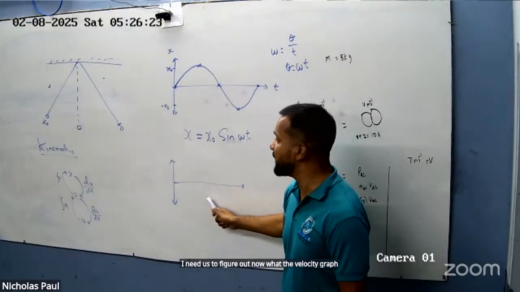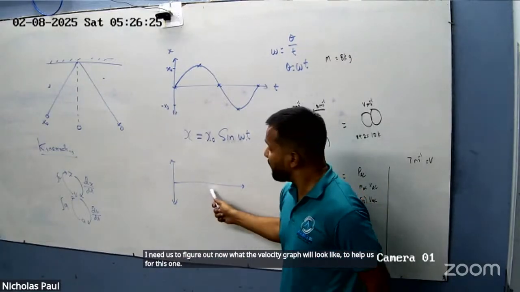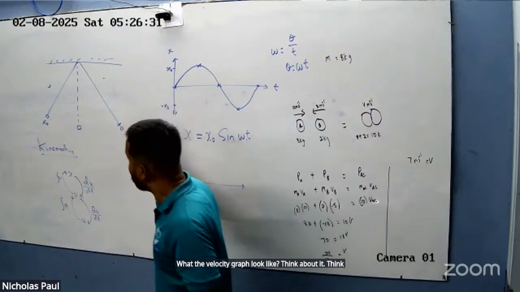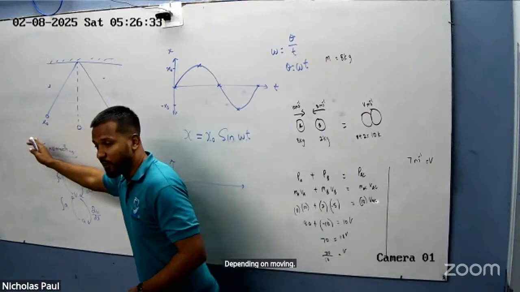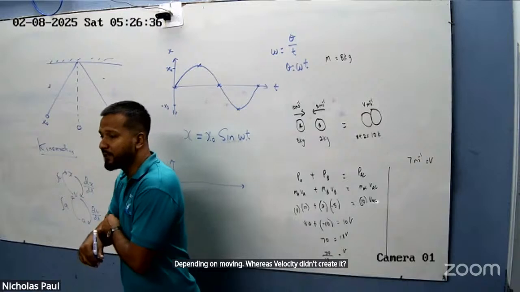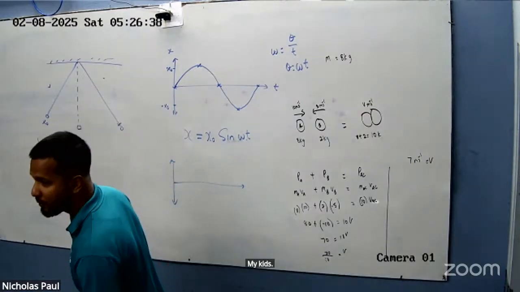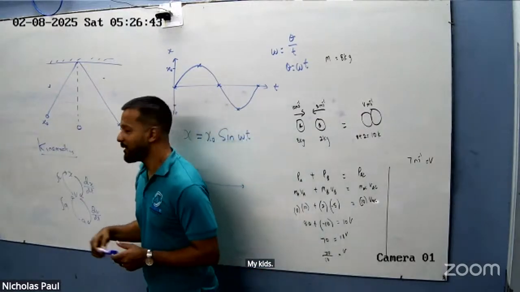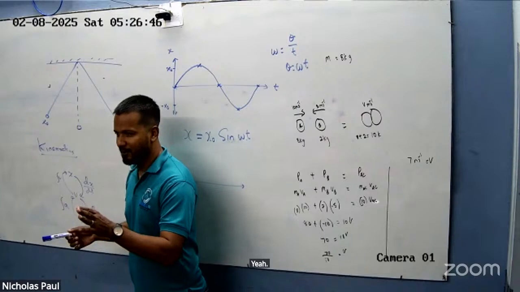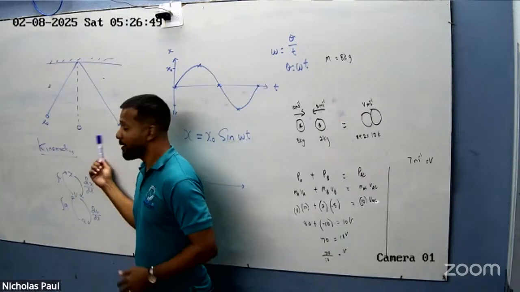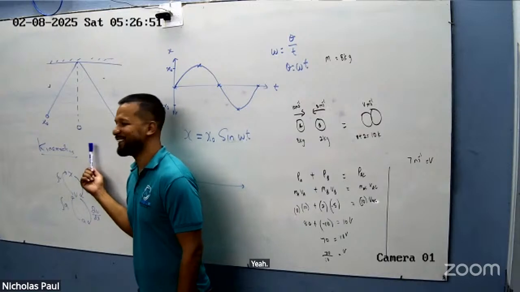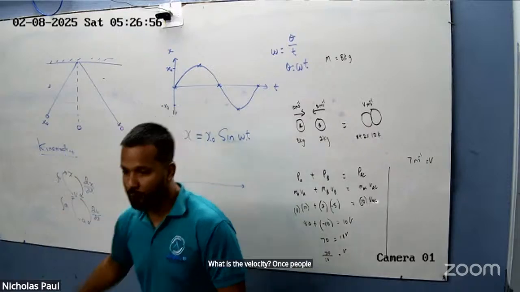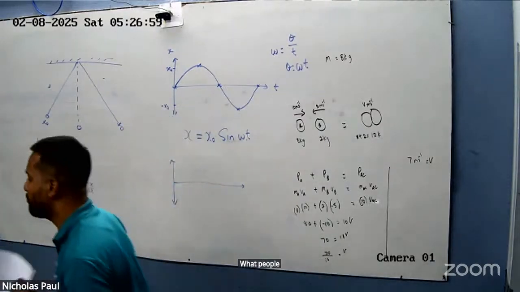Pete will help us with this one. Pete, what will the velocity graph look like? Think about the pendulum moving. Where is velocity the greatest? Marquis, come on, sit down. Faith, what is the velocity? What's the velocity at different points?